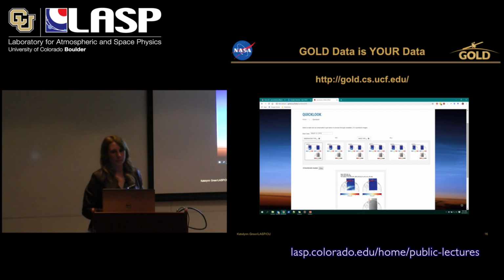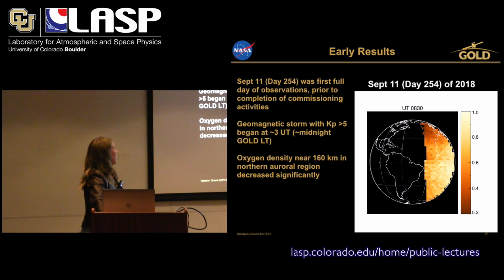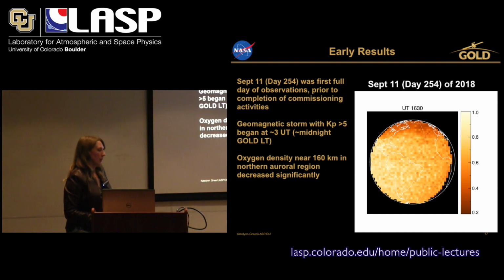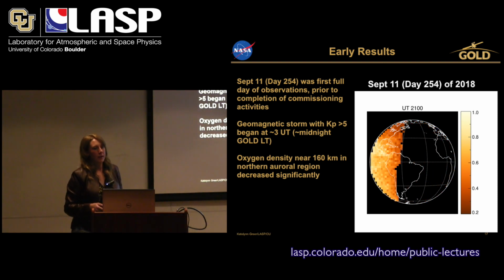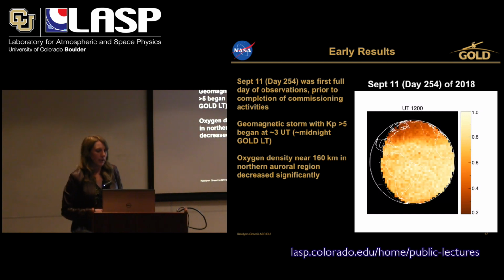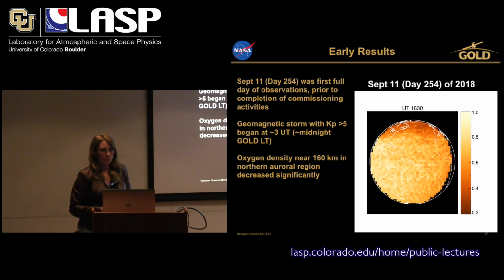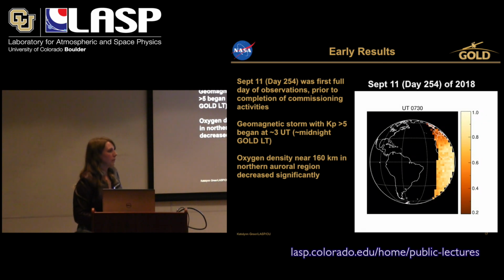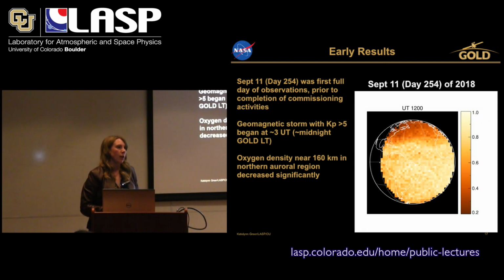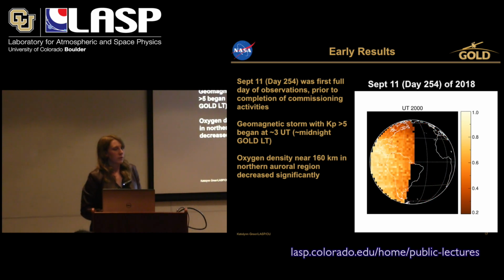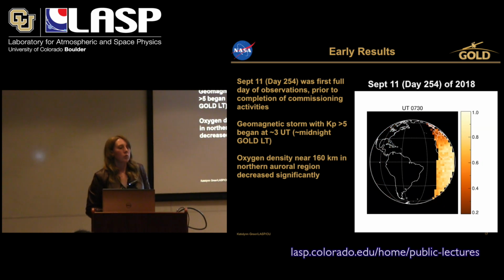as in other situations. So after we completed our journey to geostationary orbit, we had our first full day of observations. And this was prior to finishing all of our commissioning activities. And we happened to be lucky enough to actually see a geomagnetic storm. This geomagnetic storm had a KP index of above 5, which is how we describe a level of activity for geomagnetic storms. And it began around 3 universal time, or about midnight local time for GOLD.